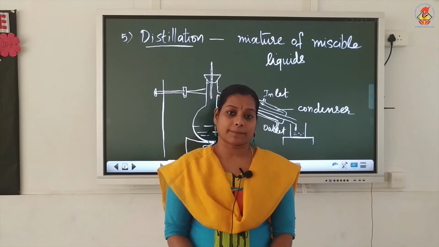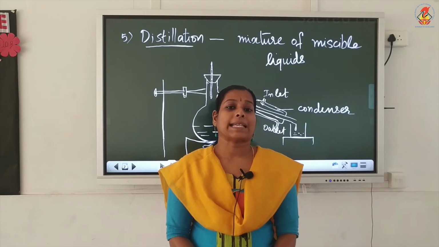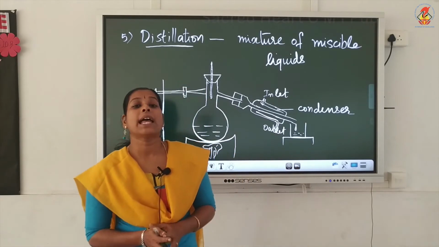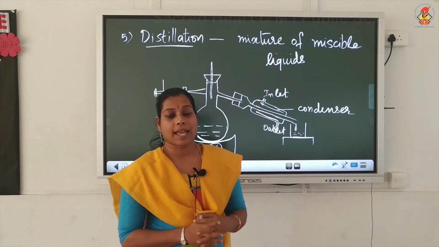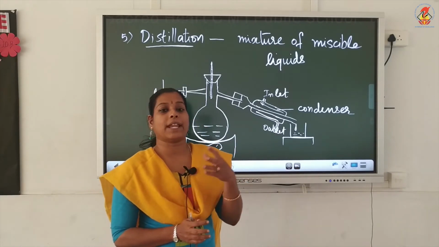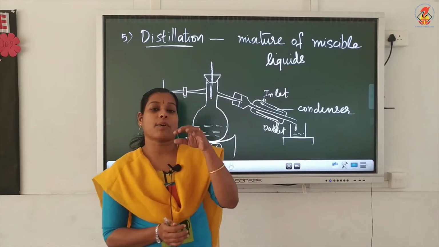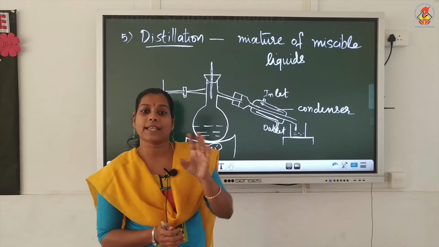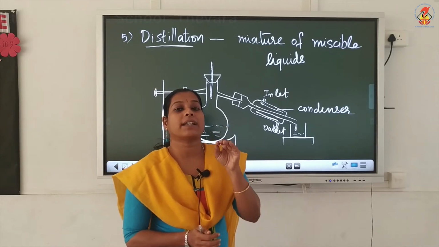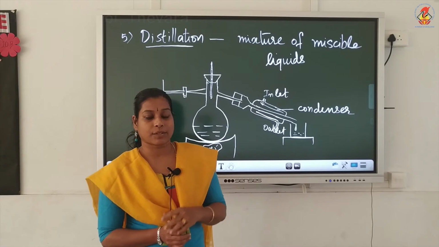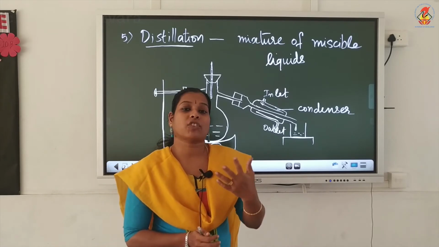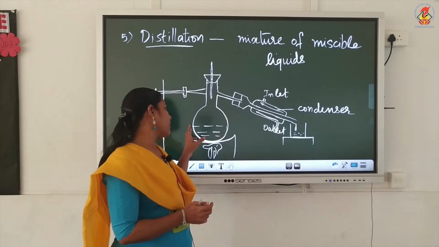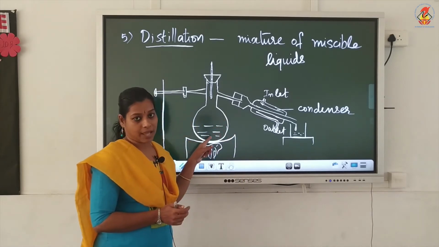Now imagine that we have taken a mixture of acetone and water. Acetone and water is given in your textbook as an example of miscible liquids. Acetone, you know, is nail polish remover. Acetone and water will mix with each other, they will not remain as separate layers, and we cannot identify any acetone layer or water layer. So, we can say that they are a mixture of miscible liquids. Such a mixture we will take in this round bottom flask.